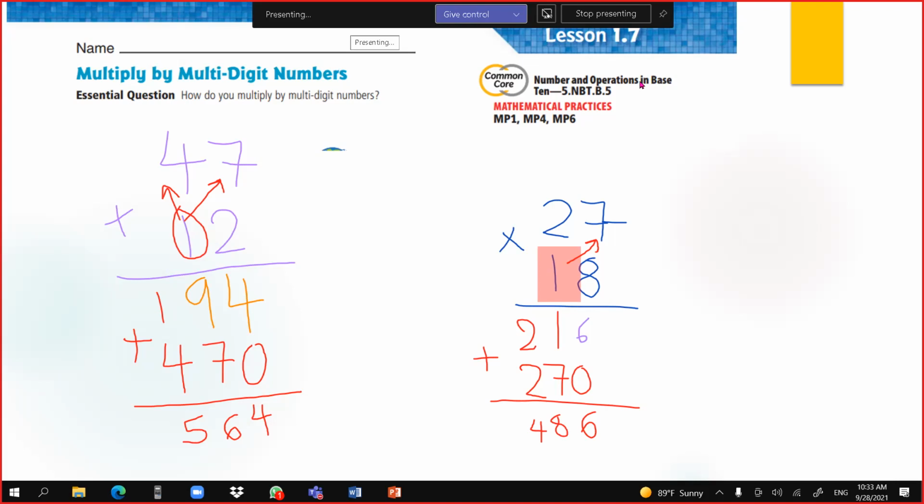Okay, so I will repeat. Multiply the ones first. Then after you finish, when you go to the tens, write 0 down, then continue multiplying. That is the idea.